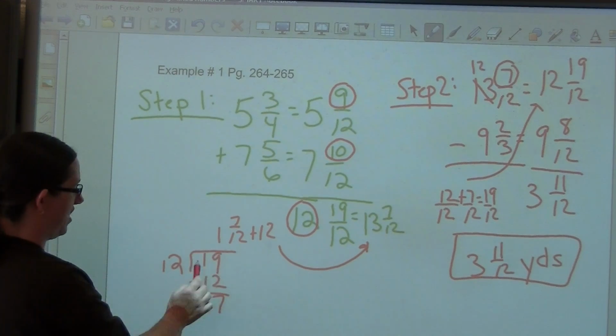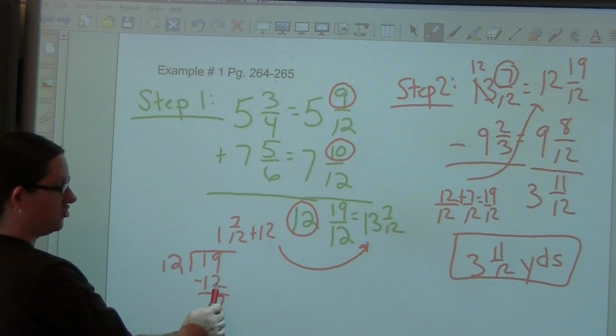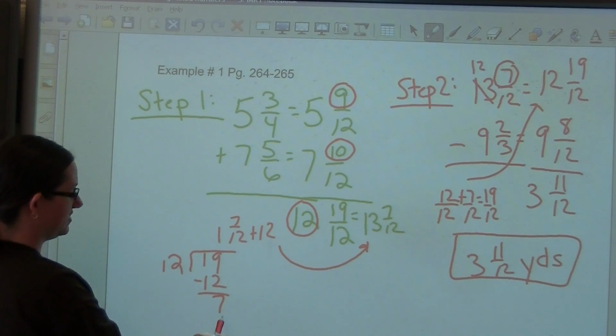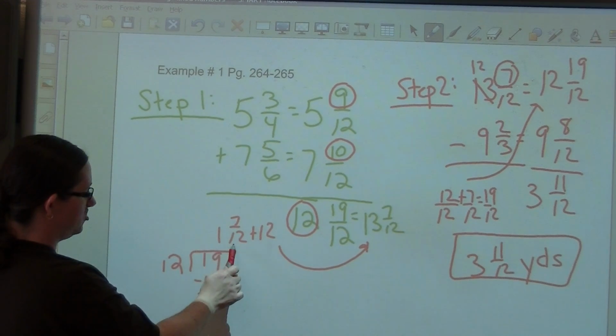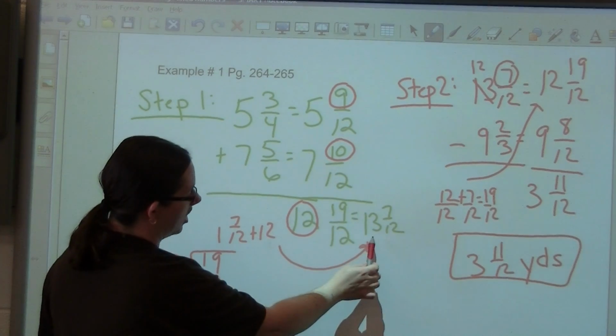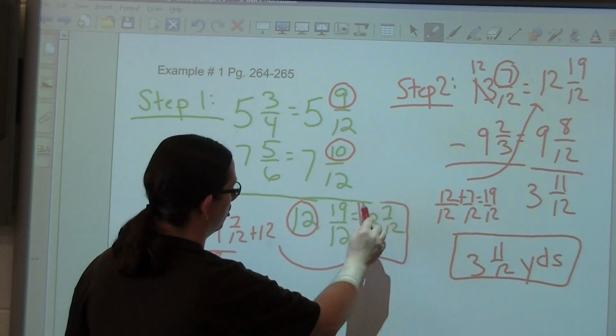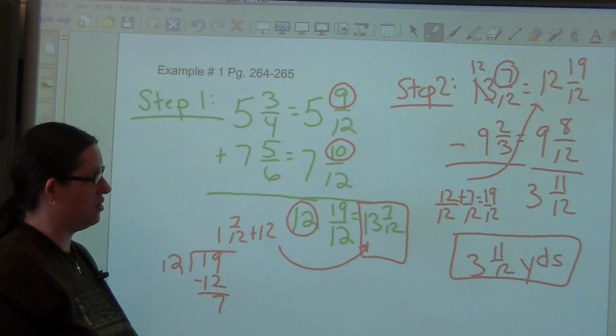So 19 divided by 12 goes in one time. 1 times 12 is 12. 19 take away 12 is 7. So now I have 1 7/12 plus the 12 that was already here, which gives us our 13 7/12. So that here now becomes our total. That's the total amount of fabric that we have.